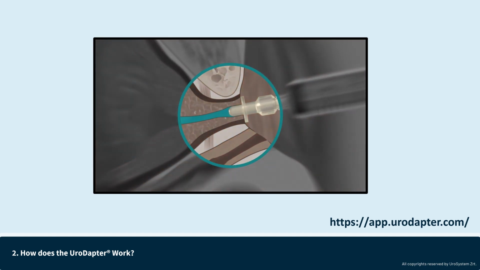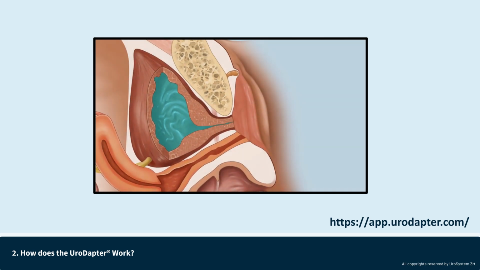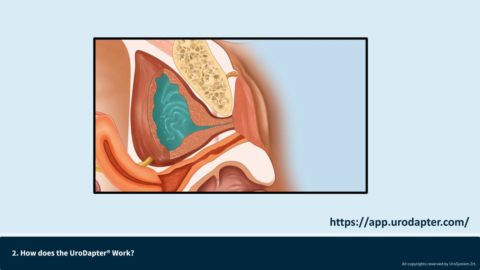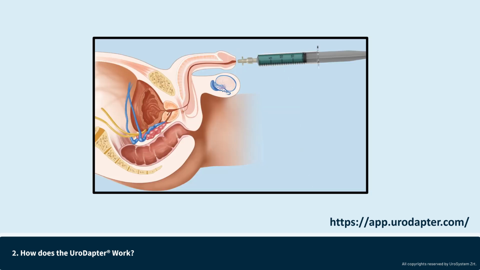After the instillation, simply remove the device from the urethra. Some minimal, insignificant leakage may occur after the instillation, but it's usually just a few drops. And with this, we completed the instillation process with UroDapter in female patients.